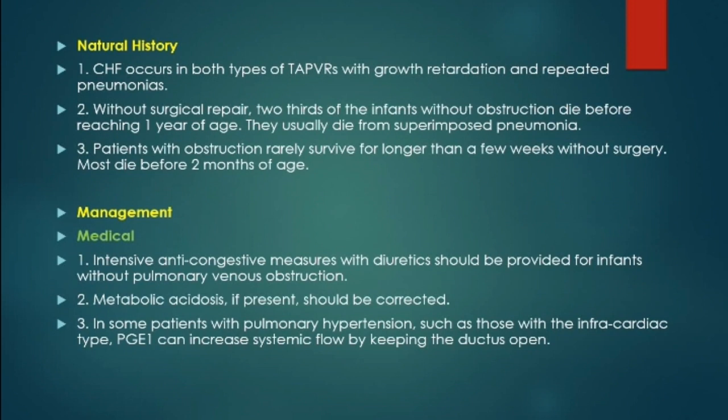Management of these cases includes medical management with intensive anticongestive measures and diuretics for patients without pulmonary venous obstruction. In case of metabolic acidosis, it should be treated properly. Patients with severe pulmonary hypertension and cyanosis may be treated with prostaglandin E1 to keep the ductus open and improve oxygen saturation.